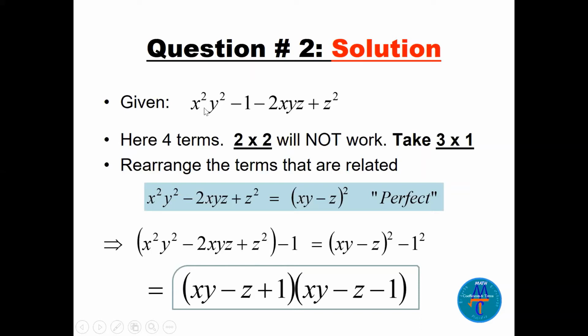So these 3 terms will be perfect like this: xy minus z, squared. And then the minus 1. Now this is a difference between 2 squares. This is like a squared minus b squared, with a as xy minus z. Remember the formula, a squared minus b squared equals a plus b times a minus b. So it will be xy minus z plus 1, times xy minus z minus 1. If you multiply this, you get the question.